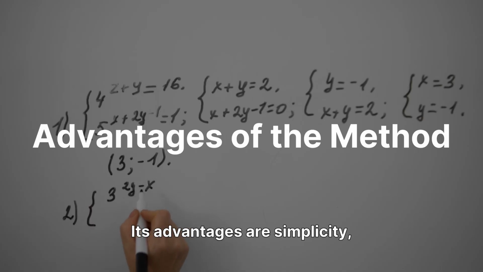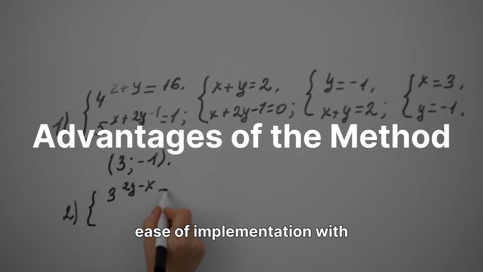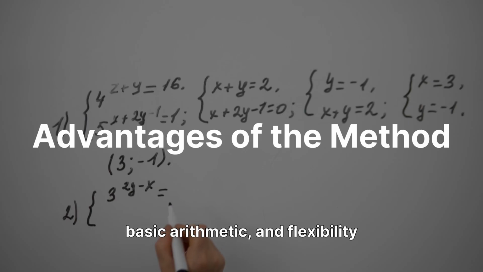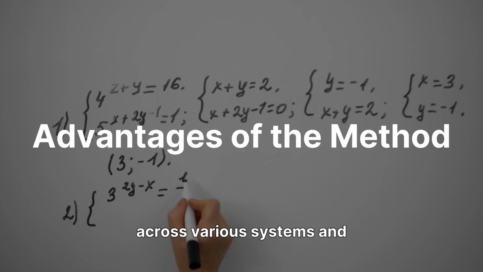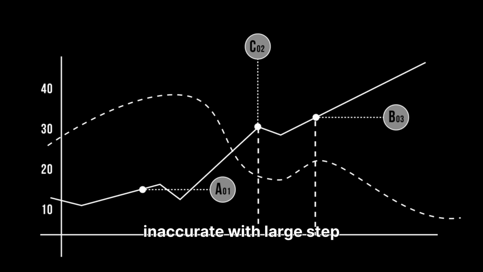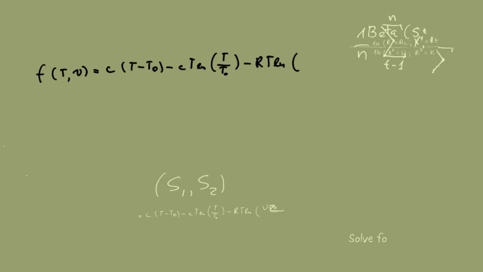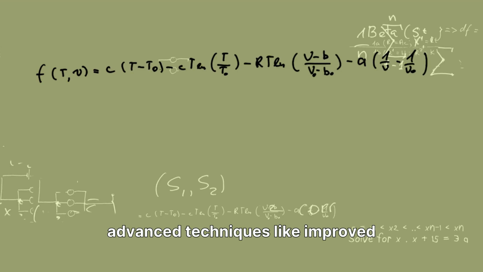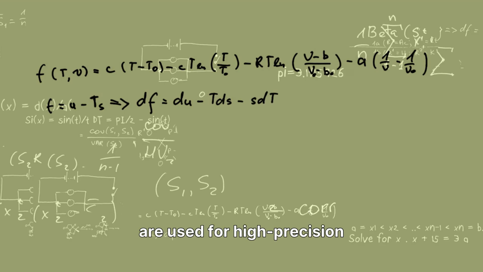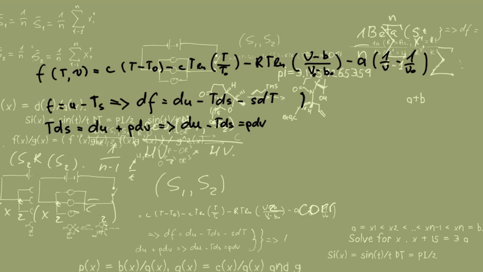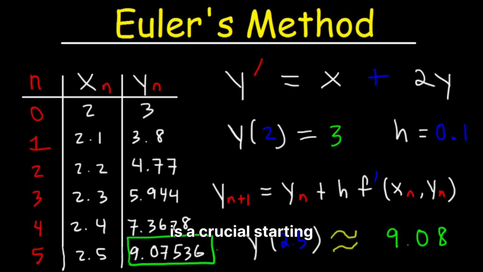Its advantages are simplicity, ease of implementation with basic arithmetic, and flexibility across various systems and equations. However, it can be inaccurate with large step sizes, errors accumulate, and sudden changes are hard to track. Due to these limitations, advanced techniques like improved Euler or Runge-Kutta methods are used for high-precision applications. Still, the Euler method is a crucial starting point for learning to approximate and simulate dynamic systems.